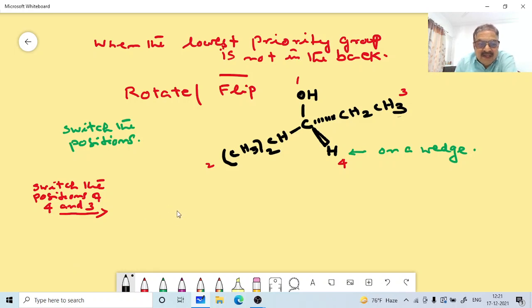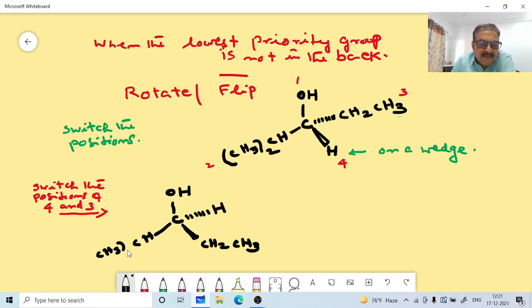So what will be the nature of the molecule here? Let us see. Then we can determine the orientation. OH will be there. Then the hydrogen will go behind the page, correct? CH2CH3 on a wedge, it will come over here. Then this group will remain the same. Okay, like this.